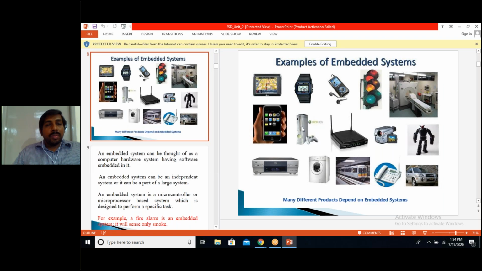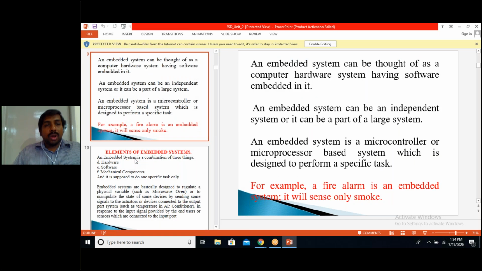Some examples of embedded systems are our washing machine, refrigerator, digital camera, digital watch, smartphones, medical equipment, ECG, air traffic controllers, electronic toys, automatic car, DVD players, modems. All these come under applications of embedded systems. An embedded system can be thought of as a computer hardware system having software embedded in it. It can be a single system or it can be part of a bigger system.